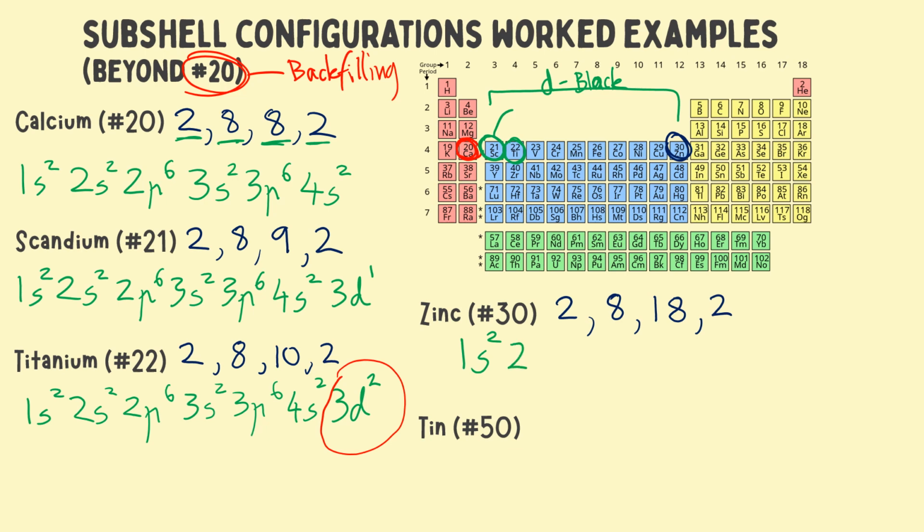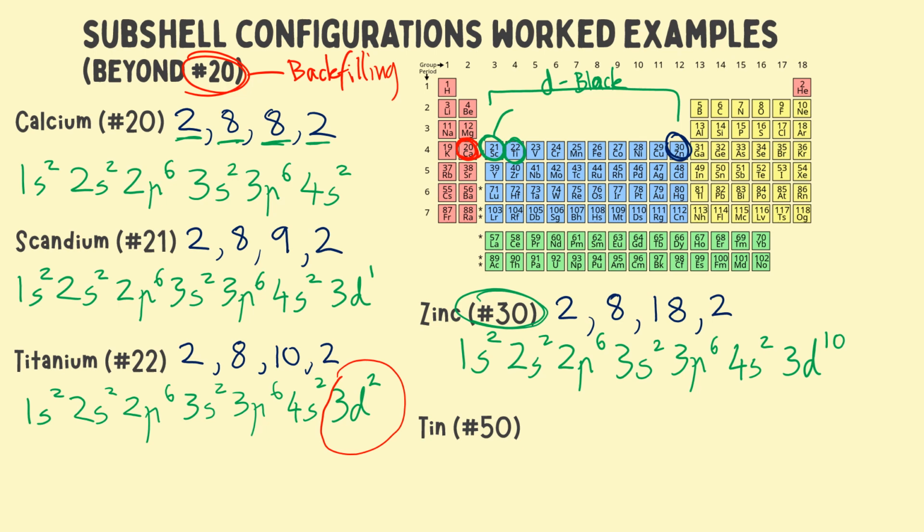First shell, 2s and 2p, then the 3s and the 3p, then the 4s is full, and then our 3d is full as well. It has all 10 electrons, and that gets us to 30 electrons, which zinc has.